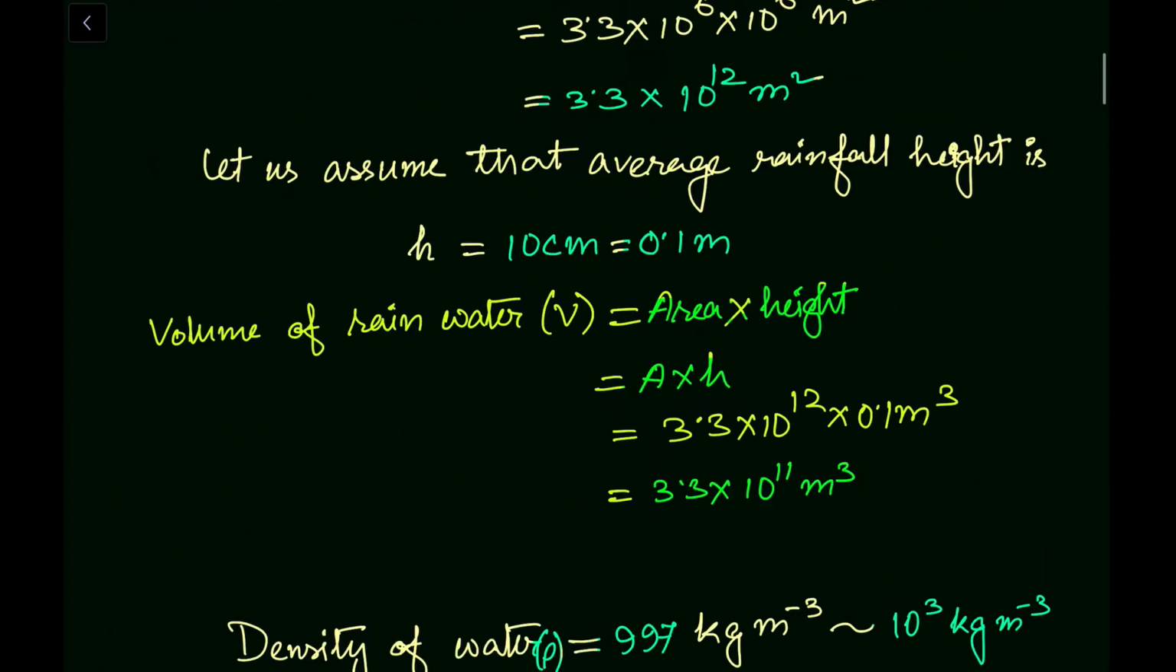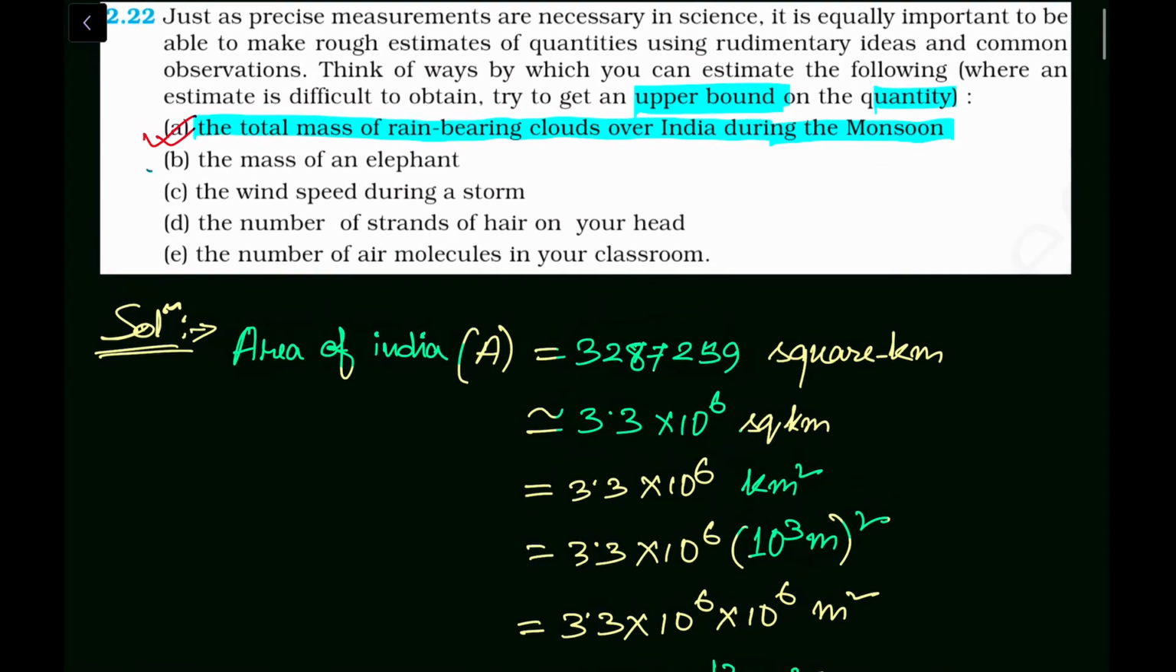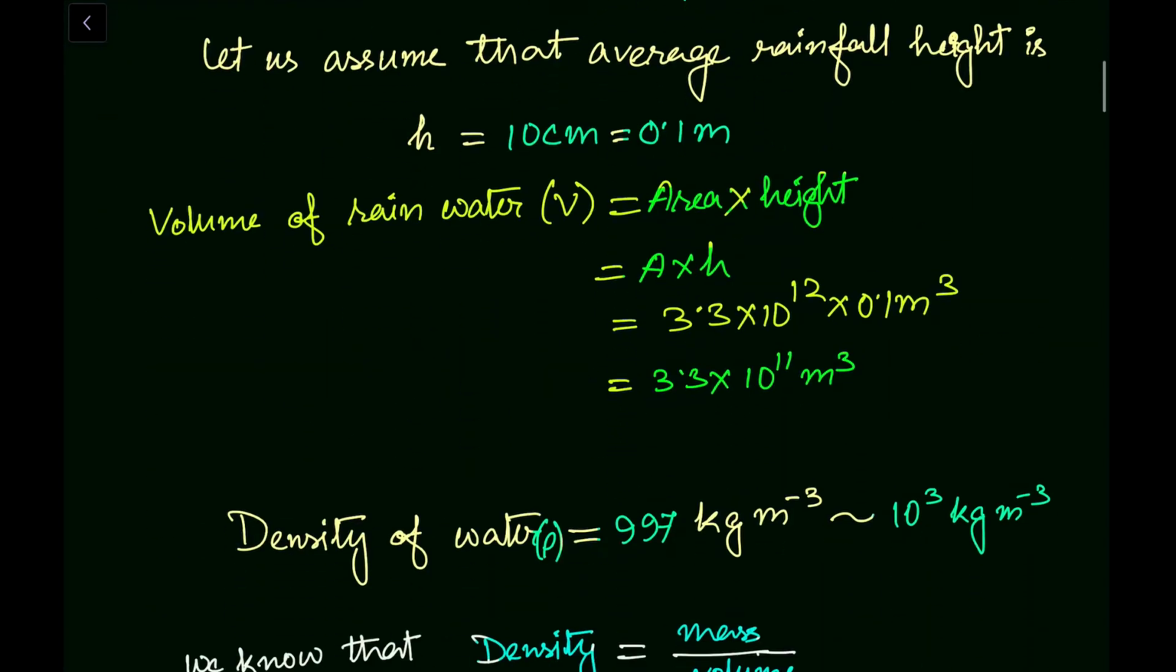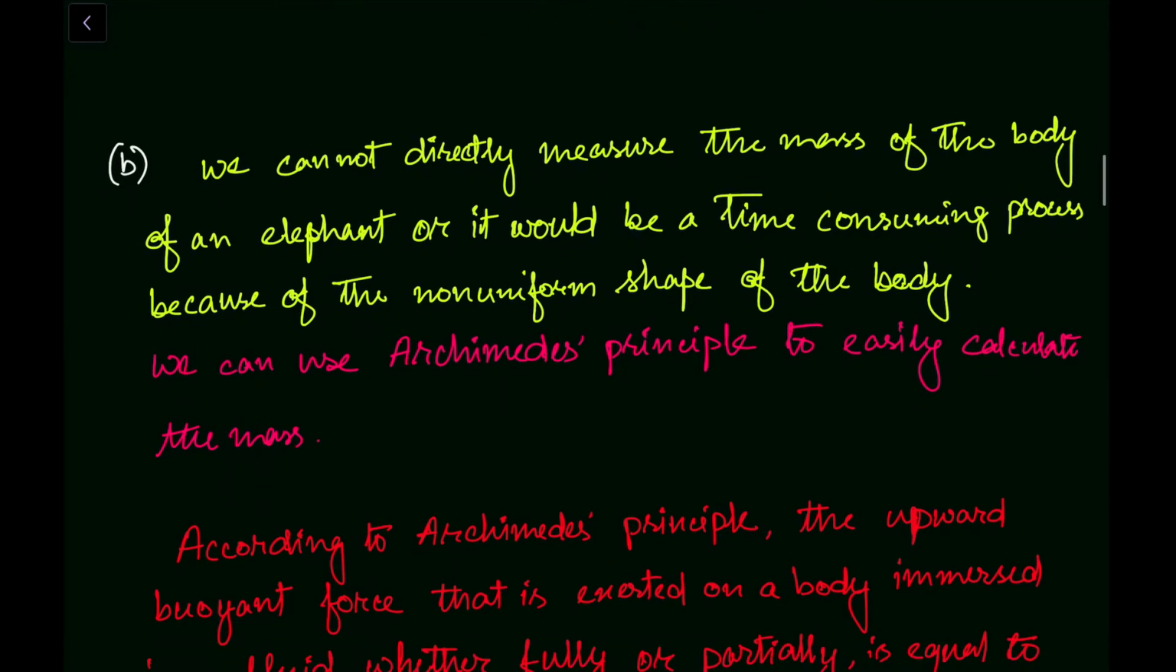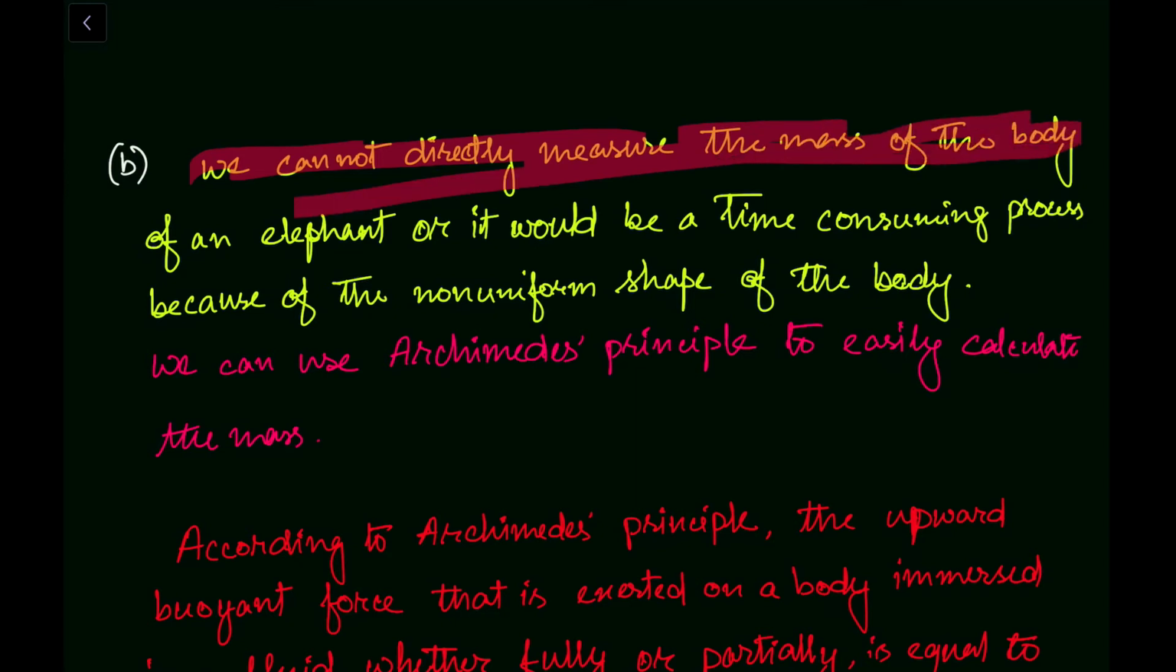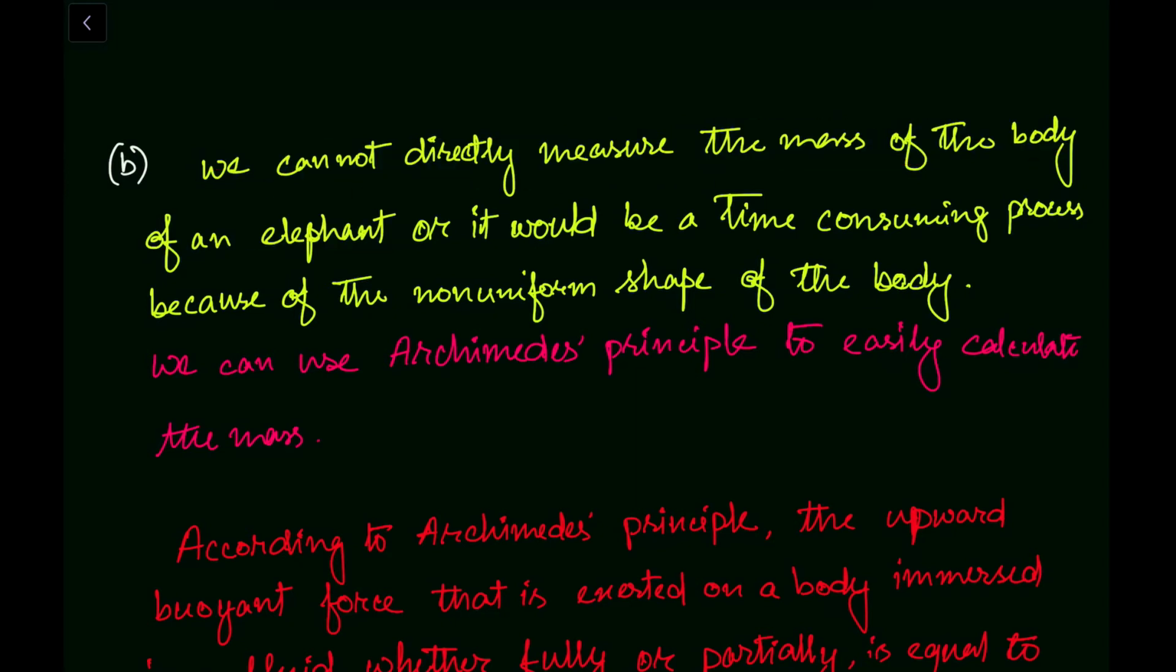Now let us come to our second part, the mass of an elephant. Here you have to understand one point. In this second part, it is difficult to directly calculate the mass of an elephant. We cannot directly measure the mass of the body of an elephant, or it would be a time consuming process because of the non-uniform shape of the body of the elephant. We can use Archimedes principle to easily calculate the mass.